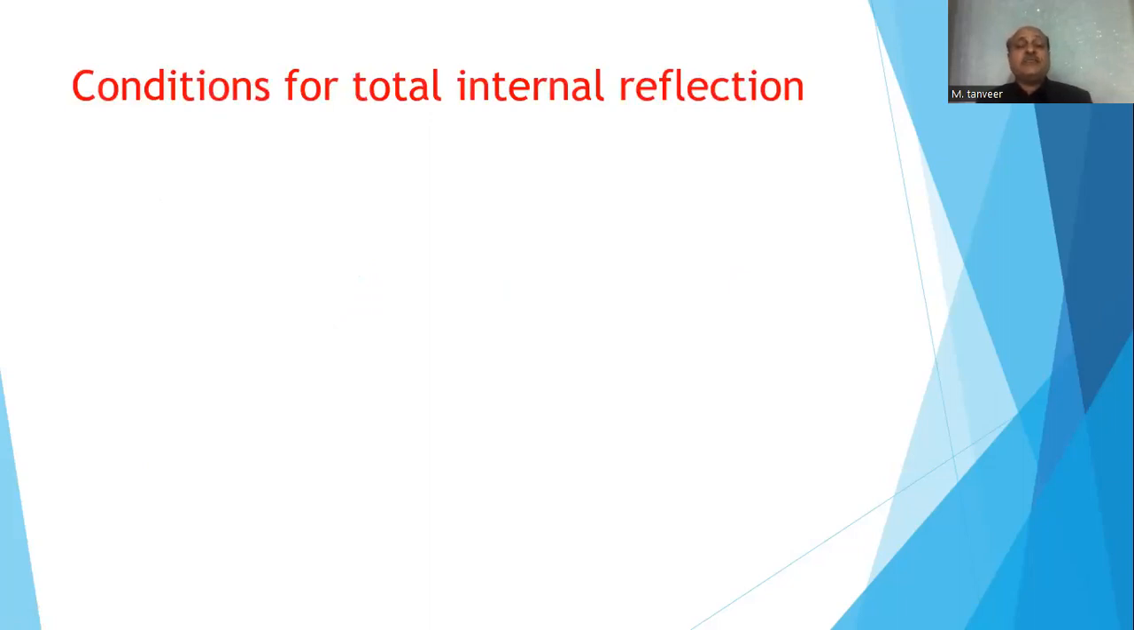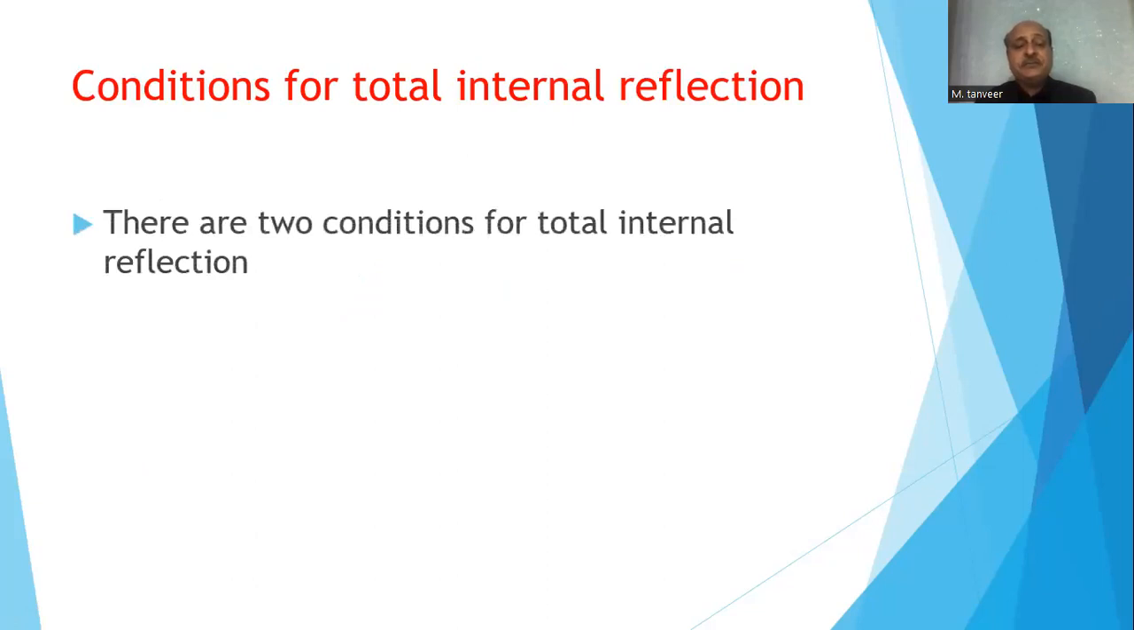Conditions for total internal reflection. There are two conditions for total internal reflection. Number one, the ray of light should enter from a more dense medium to a less dense medium. That means the ray of light should enter from a denser medium to a rare medium. That means from water to air, from glass to air, from diamond to air. Then total internal reflection will occur. Otherwise, total internal reflection will not occur. If a ray of light enters from air to water, then there is no total internal reflection. But when a ray of light enters from water to air, then total internal reflection will occur.